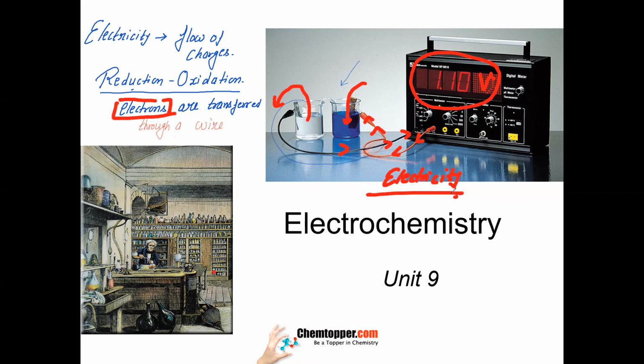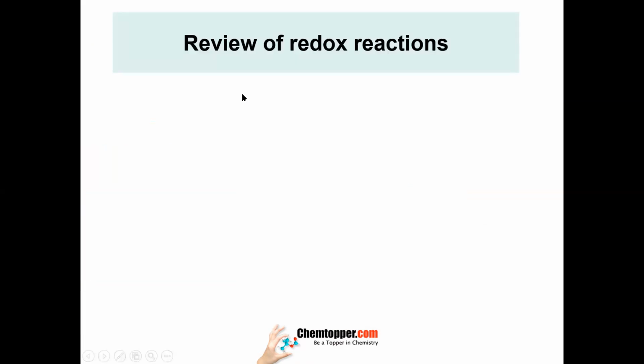Okay, so now we have to understand redox reactions in brief again because we have done already in unit 4. So I'll give you a brief review about the redox reaction and then we'll start working with galvanic cells. So what is a redox reaction? What is reduction? What is oxidation, children?